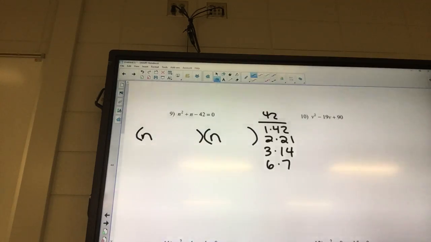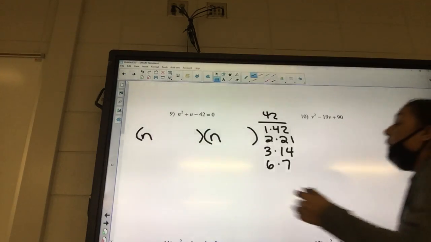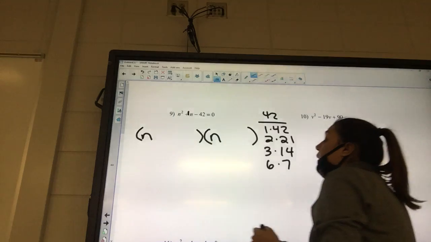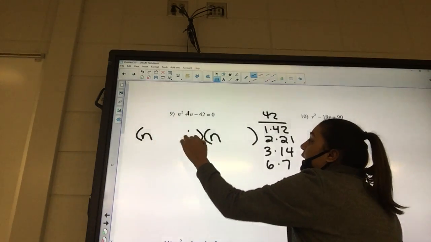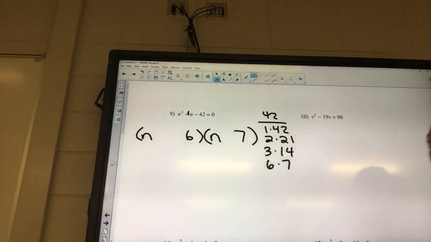What number's in front of the N? A 1. So then it's 6 and 7. So then you do negative 6 plus 7. I need a 6 and I need a 7. I need a positive 1. So how can I make that happen? Minus 6 plus 7.